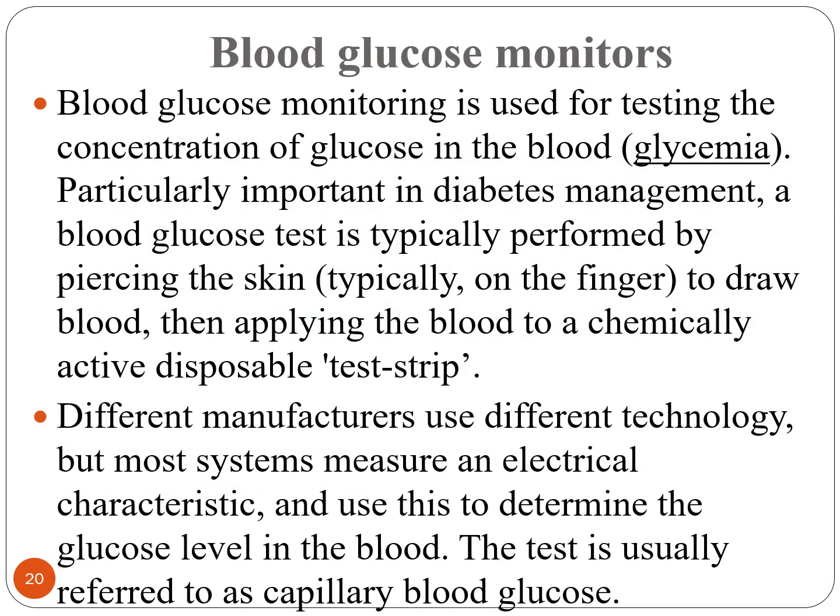Also, the blood glucose monitors, which are famous in use in practice. Blood glucose monitoring is used for testing the concentration of glucose in blood, glycemia, particularly important in diabetes management. A blood glucose test is typically performed by pricking the skin, typically on the finger, to draw blood, then applying the blood to a chemically active disposable test strip. Different manufacturers use different technology, but most systems measure an electrical characteristic and use this to determine the glucose level in the blood. The test is usually referred to as capillary blood glucose.